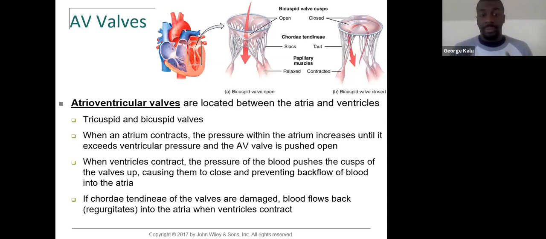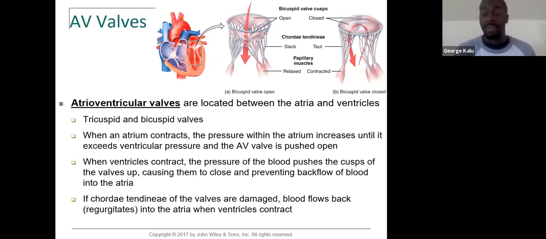The next thing that's important is the chordae tendineae. The chordae tendineae need to be in good health because if they're damaged, they're not going to allow the cusps of our tricuspid and bicuspid valves to close properly. If the cusps don't close properly, you end up having blood regurgitating back into the atria whenever the ventricles contract. As a result, the ventricles are still exerting the same amount of pressure, but they're not ejecting the same amount of blood as they should be. They're ejecting a lot less blood than what should be getting ejected.